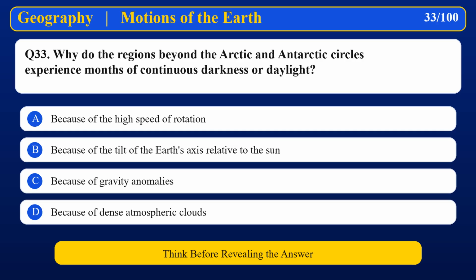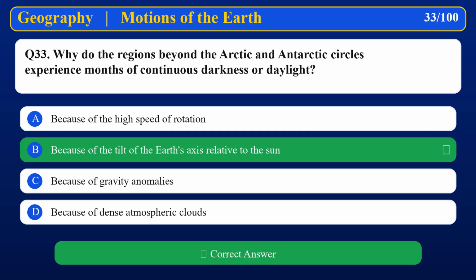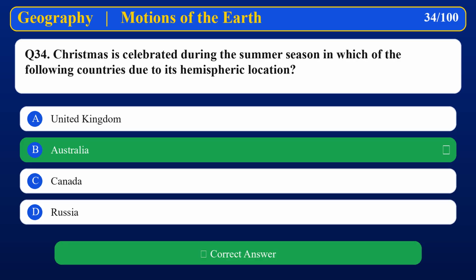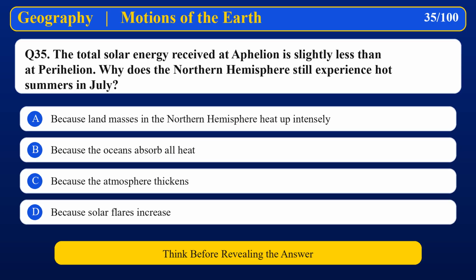The circle of illumination cuts all latitudes exactly in half only during which global celestial events? Equinoxes. Why do the regions beyond the Arctic and Antarctic circles experience months of continuous darkness or daylight? Because of the tilt of the Earth's axis relative to the Sun. Christmas is celebrated during the summer season in which of the following countries due to its hemispheric location? Australia. The total solar energy received at aphelion is slightly less than at perihelion. Why does the northern hemisphere still experience hot summers in July?